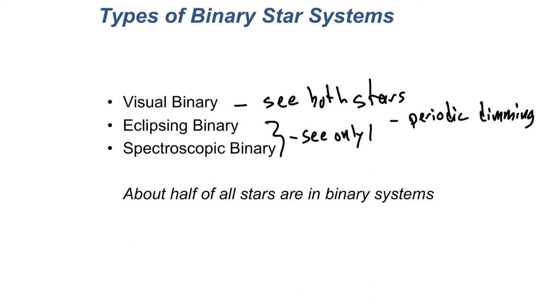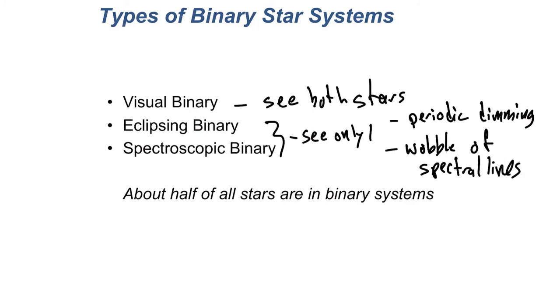As one star passes in front of the other. And for a spectroscopic binary, we're looking at the spectral lines and noticing them shift back and forth. I'll say wobble of spectral lines. And we'll talk more about what that means in a minute.